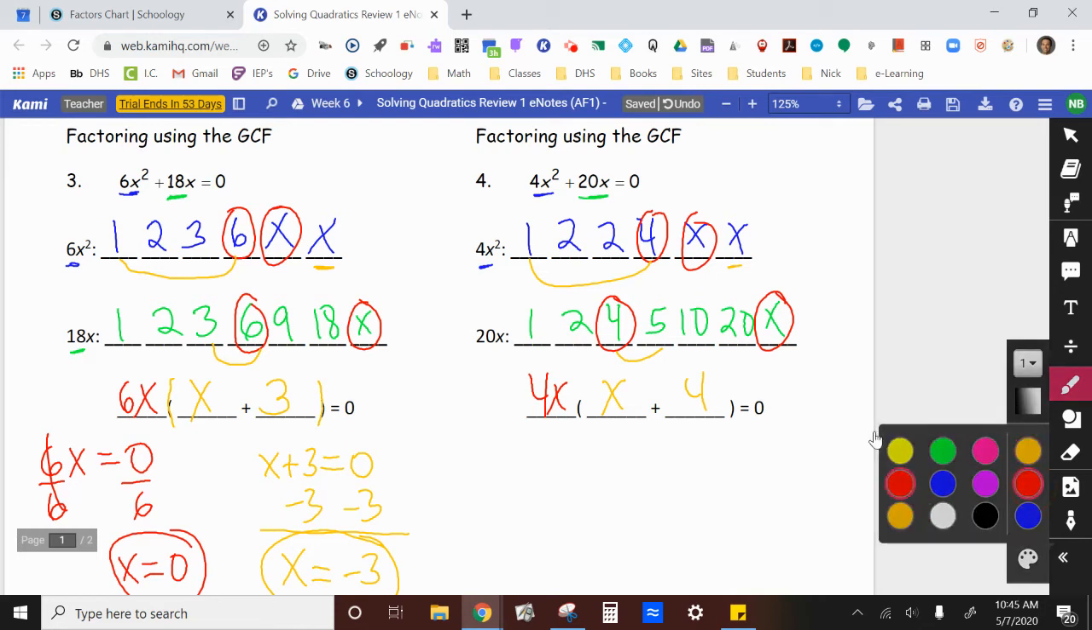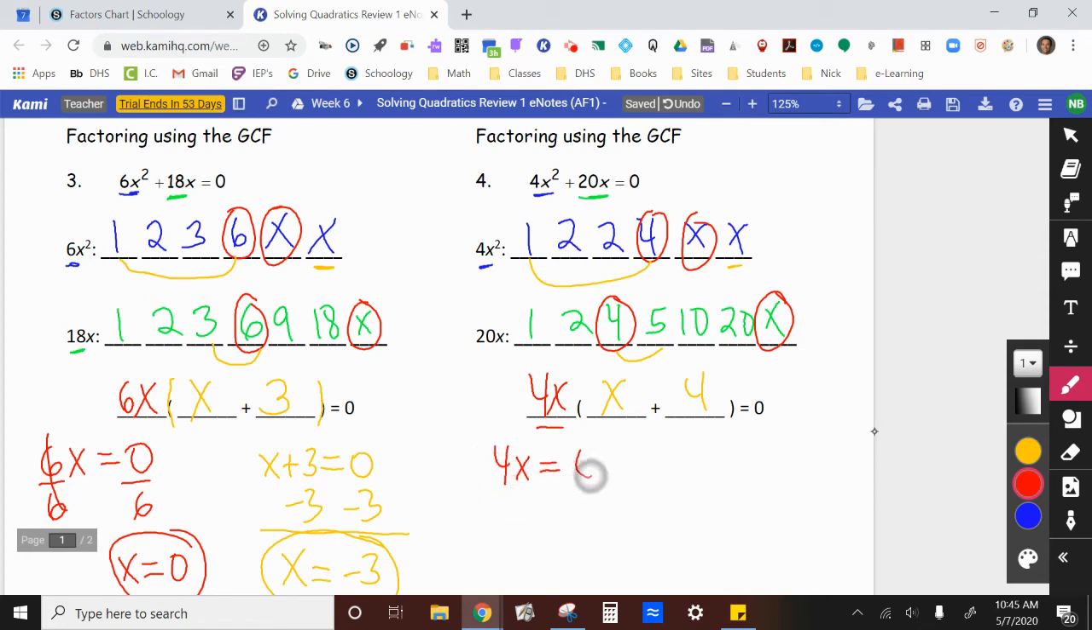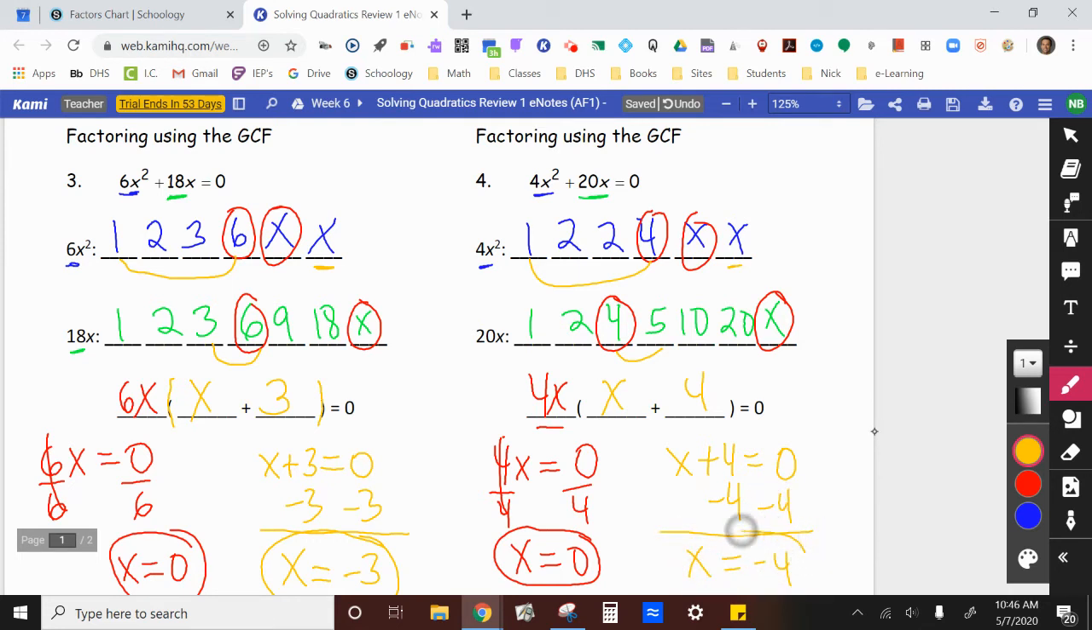Now that I factored it, I can set each one of my products equal to 0 and solve. So 4x equals 0. I would divide by 4, and I get x is equal to 0, because 0 divided by 4 is 0. And then I take x plus 4 and set that equal to 0 as well. I subtract 4, and we get x is equal to negative 4. So those are my two solutions. And hopefully you got the same answers, or very close to that.